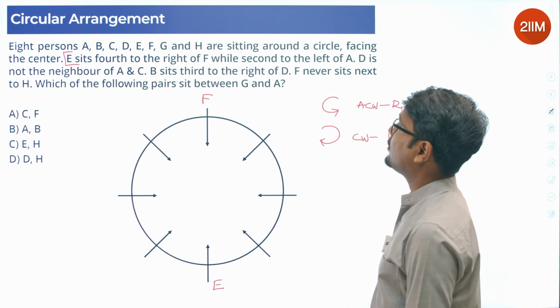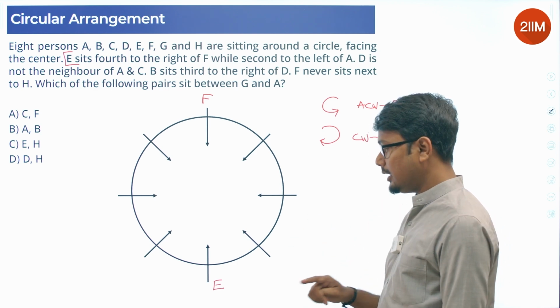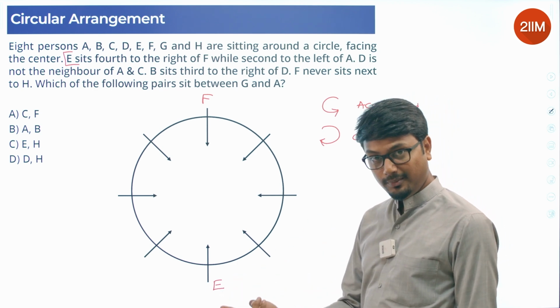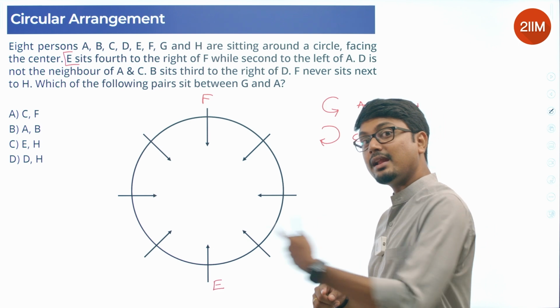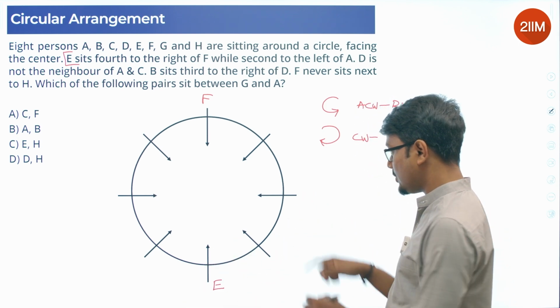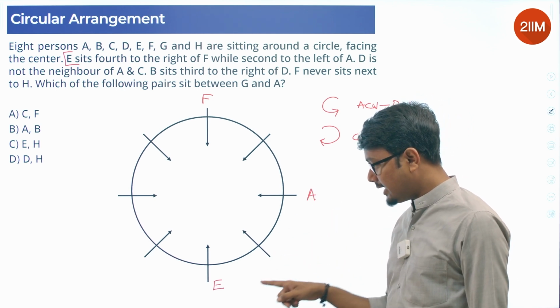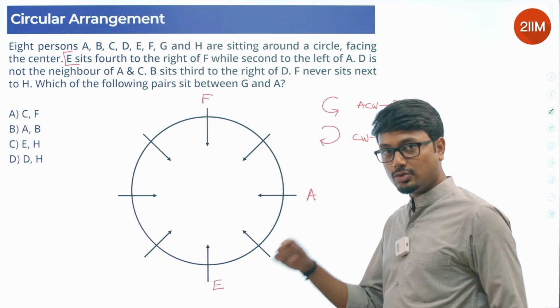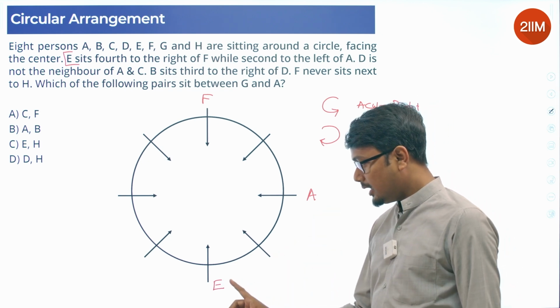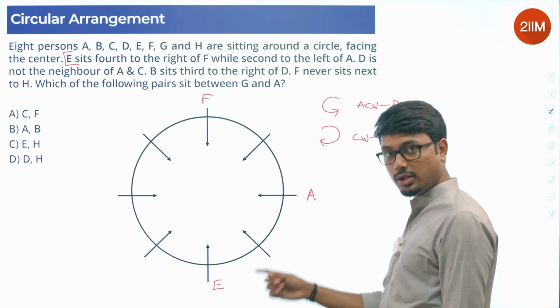While second to the left of A. So E is second to the left of A. In the other way around, E is second to the left of A, or E second right should be A. If I fix A here, first left, second left of A is E. So other way around, how do I think? E is second to the left of A, or A is second to the right of E. So other way around I'm thinking.